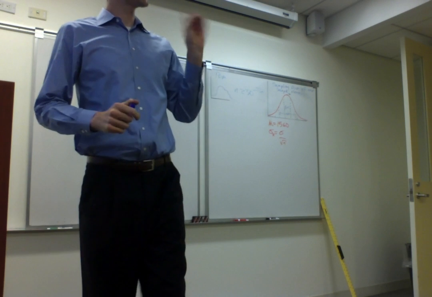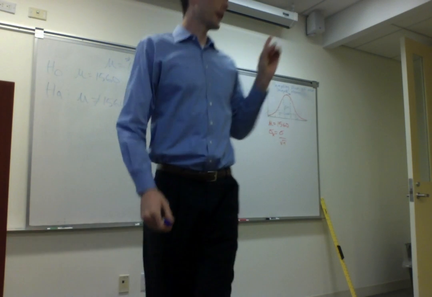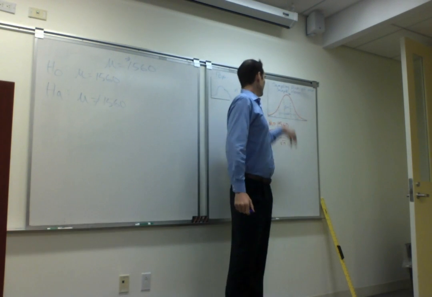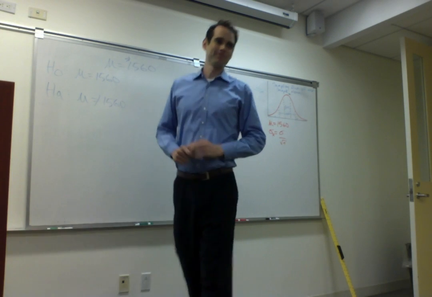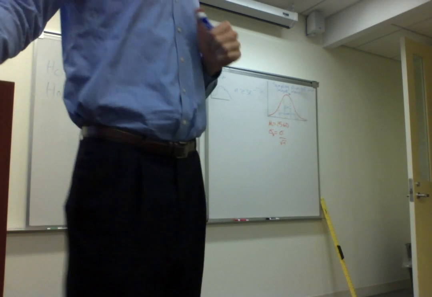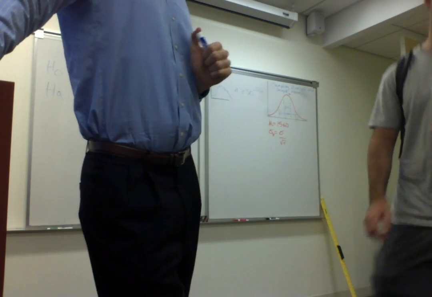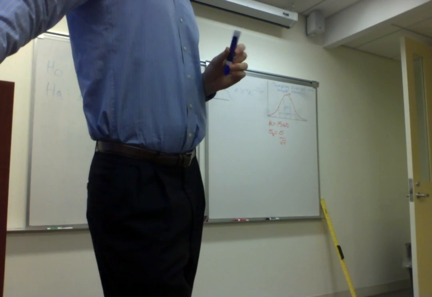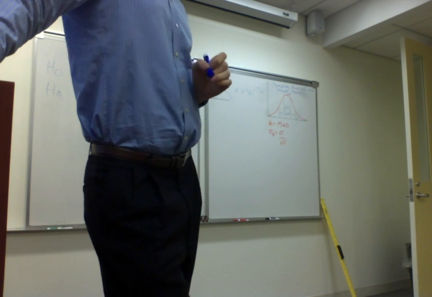There's one conclusion we could draw from getting a really, really high sample mean and a really, really low sample mean. Now, what is the other conclusion we could draw from a really, really high sample mean or a really, really low sample mean?